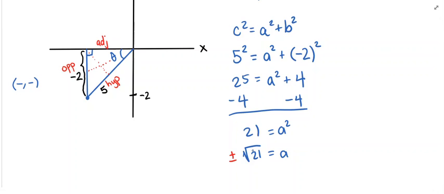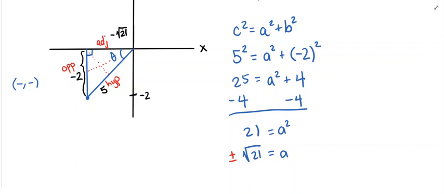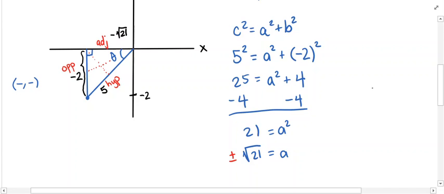We can't use both, so we have to make a decision. Do we use the positive version or do we use the negative version? Well, look at what quadrant we're in. This is going to be the adjacent side, which is along the x-axis. The x-axis is negative. You have negative x values in quadrant 3. So you need to pick the negative version. This is going to be the negative square root of 21. So your triangle is properly labeled, and now we can just apply our right triangle formulas to get all 6 trigonometric functions.